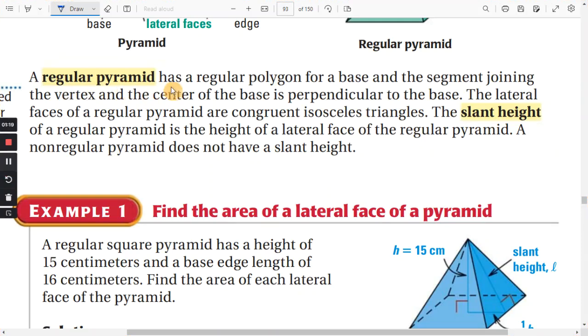A regular pyramid has a regular polygon for a base, and the segment joining the vertex and the center of the base is perpendicular to the base. The lateral faces of a regular pyramid are congruent isosceles triangles. The slant height of a regular pyramid is the height of a lateral face of the regular pyramid. A non-regular pyramid does not have a slant height.